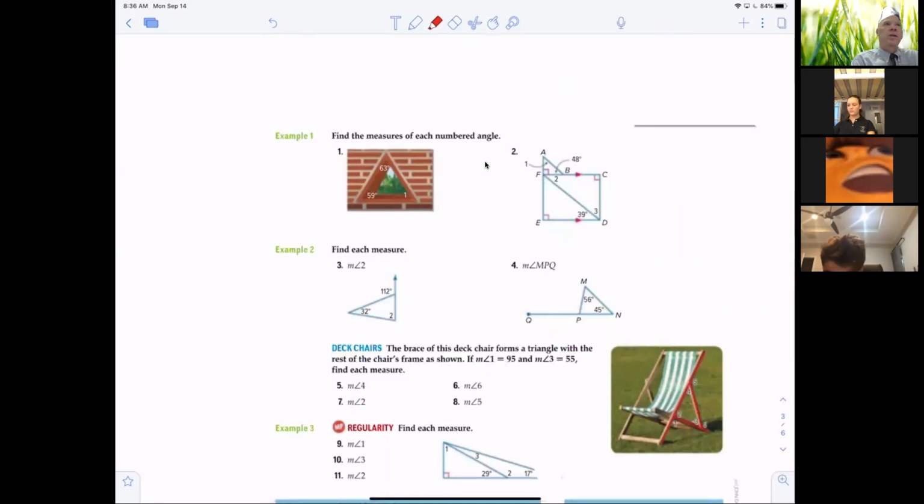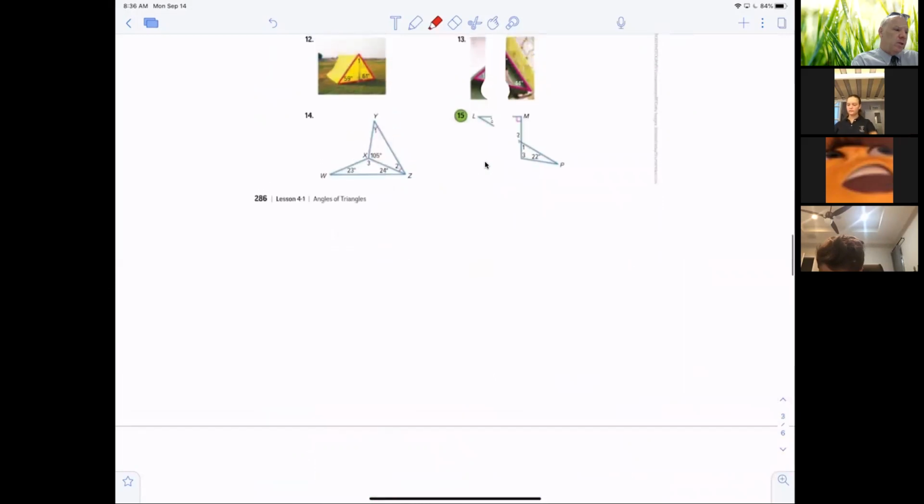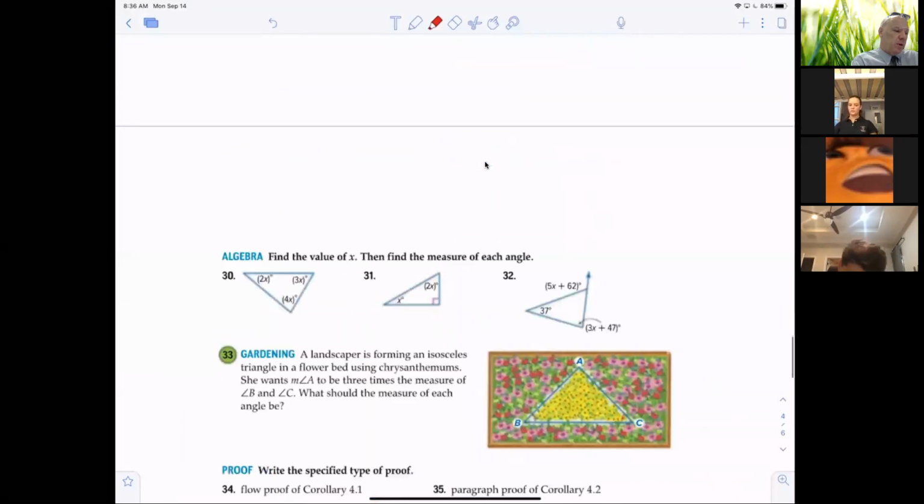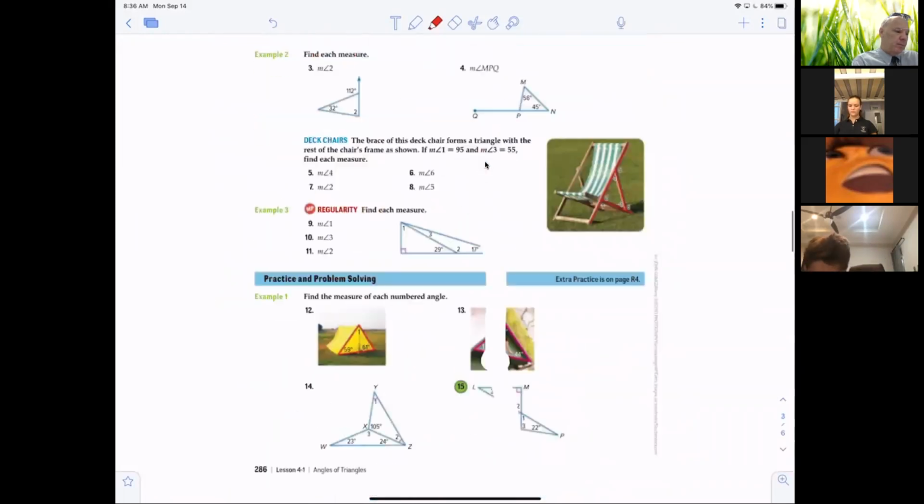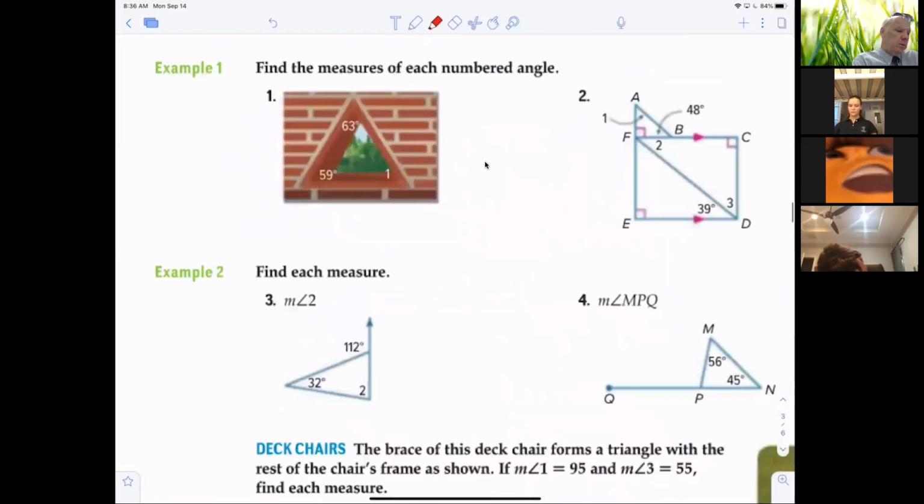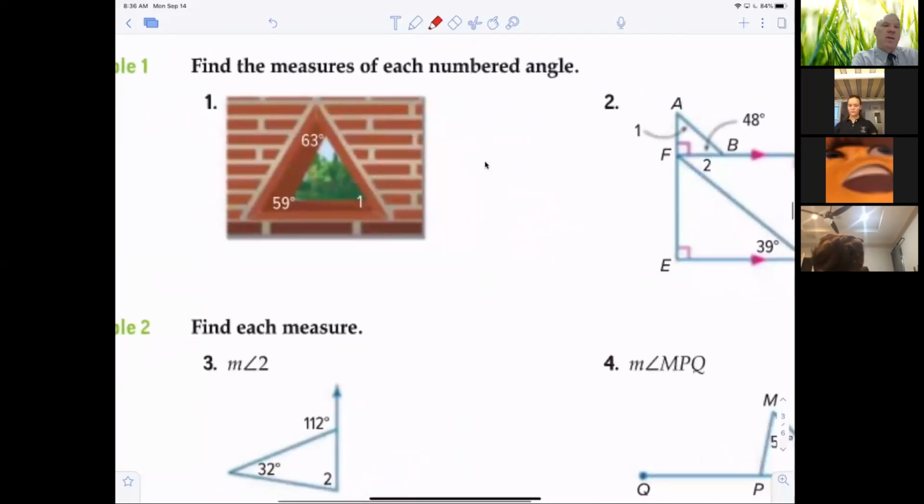All right. Now we get to the work. And the work is obviously to do all these problems. So let's see what we got. All right. Here we go. Let's just go through these. I think this is kind of easy, actually.